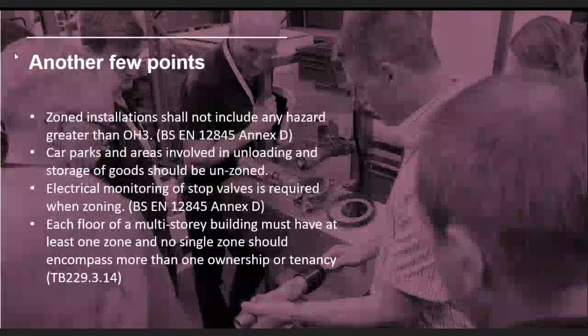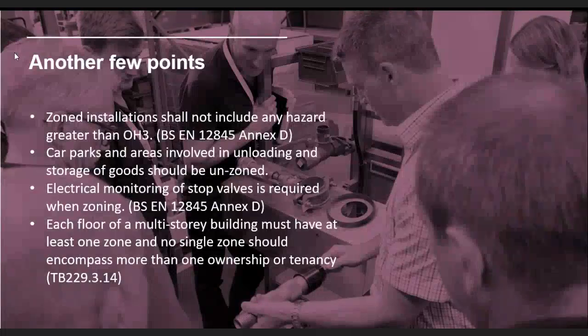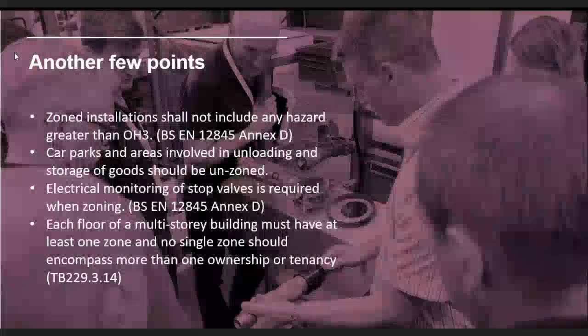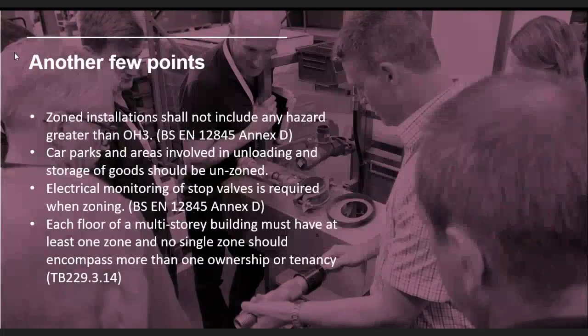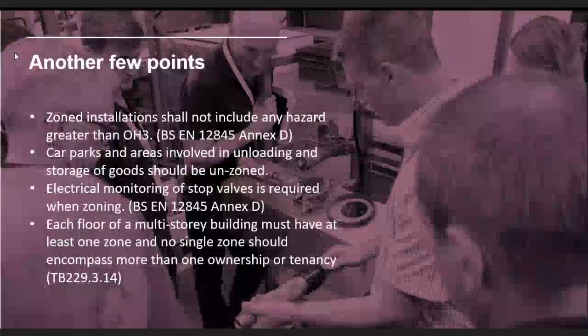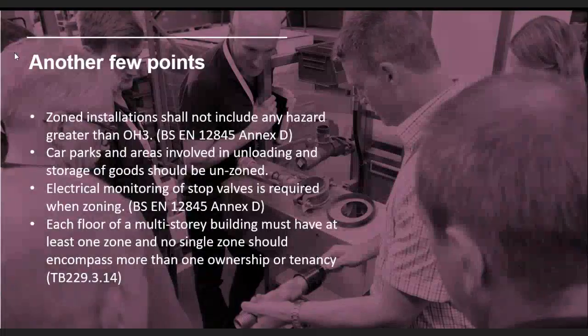Electrical monitoring of stop valves is required when zoning. So it doesn't actually matter whether it's life safety or not. All stop valves, all zoned isolation valves should be monitored. Each floor of a multi-story building must have at least one zone, and no single zone should encompass more than one ownership or tenancy. That's a really key one. So if you've got a multi-story building, you've got to have at least one zone per floor, which makes sense. And again, in terms of the signalling, we want to know which floor the fire is on. We don't want a zone to be spread over more than one floor.